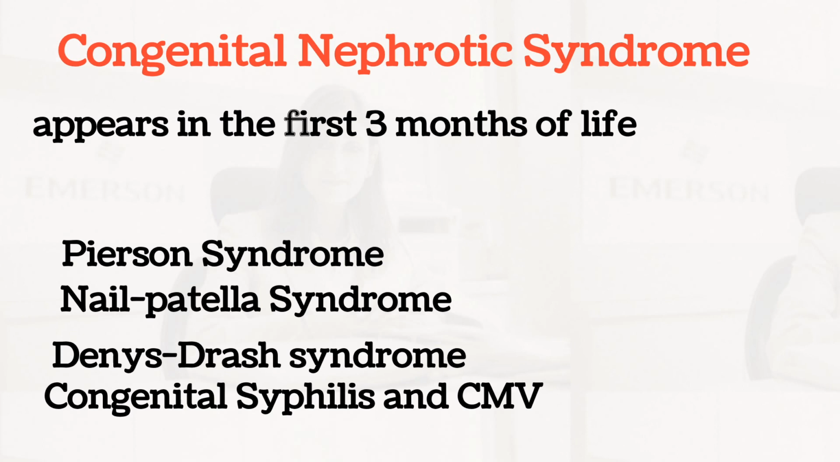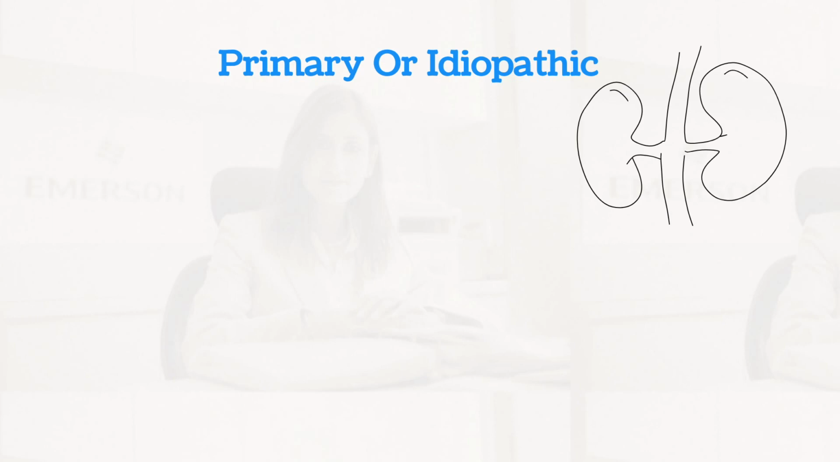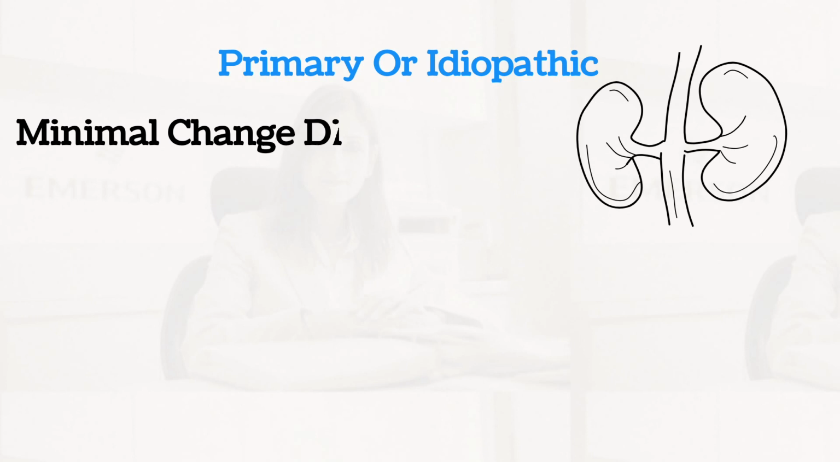Then after that, we go to the primary or idiopathic causes. The most common cause is minimal change disease, more than 80%. It is called minimal change because if you look at it under a microscope, there's just minimal change. There's little change to see, in short. That's where the name comes from.